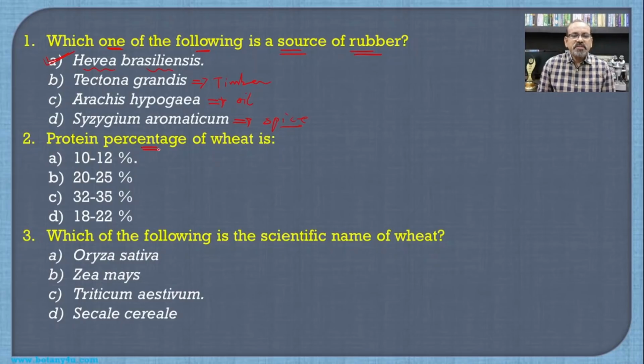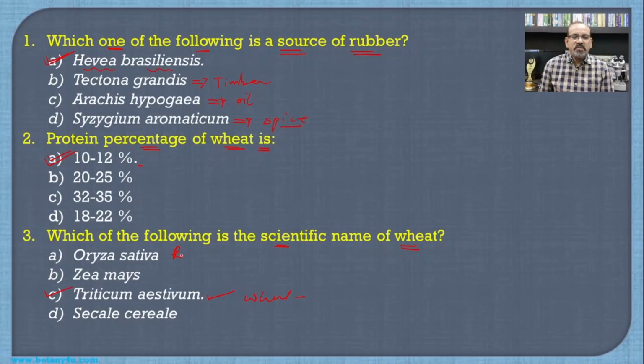Then, the protein percentage of wheat is. If you see the protein percentage of the wheat, it is 10 to 12%. So this becomes the answer for this one. Then, which of the following is the scientific name of the wheat? The scientific name of the wheat is Triticum aestivum. So this is the wheat plant.